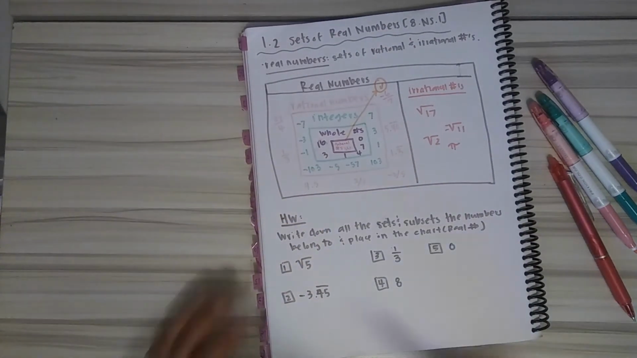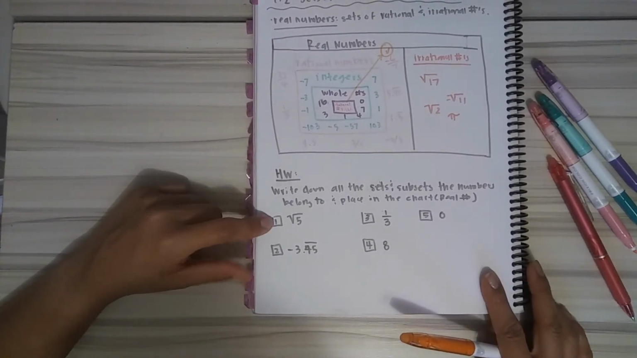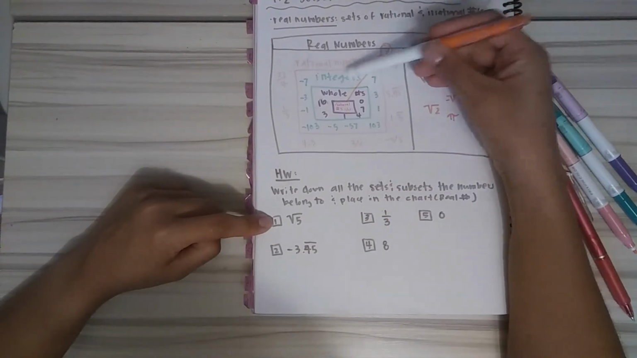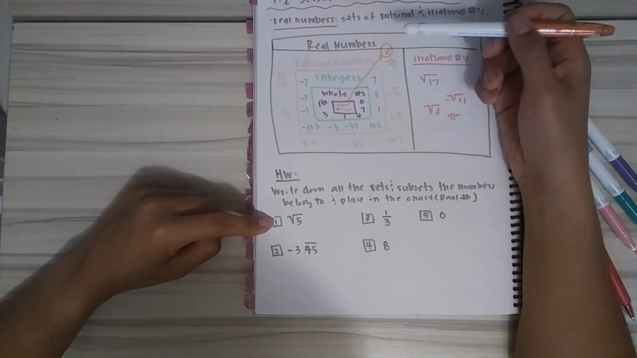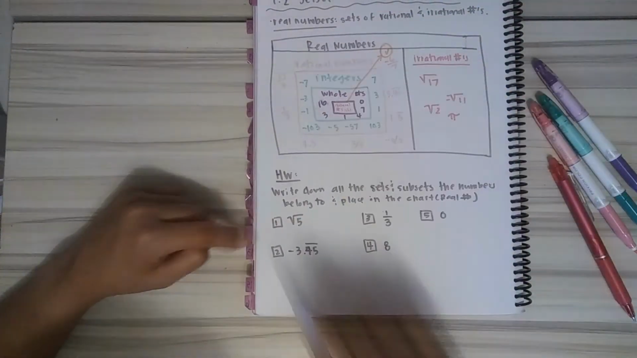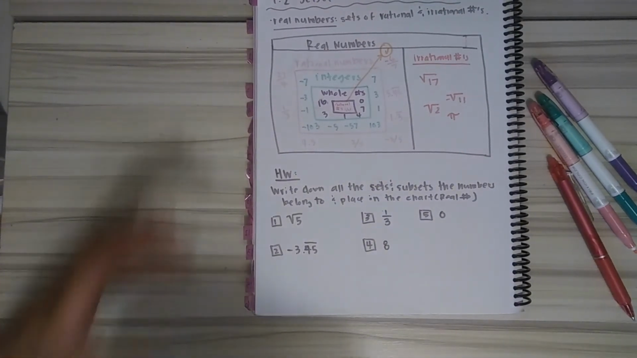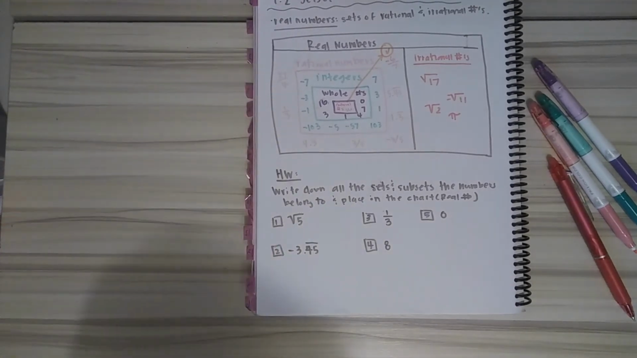Okay, this is your homework. You're going to write down all the sets and subsets. So is this rational or irrational? And then if it's irrational, then tell me where the membership kind of stops. Is it natural? Is it whole? Integer? So you're going to tell me the subsets, and then you're going to place them in your chart. Those are the 5 numbers that you have to do. If you place them in the chart, that should be fine. You don't have to write down the subsets, but then I'm going to ask you during class.